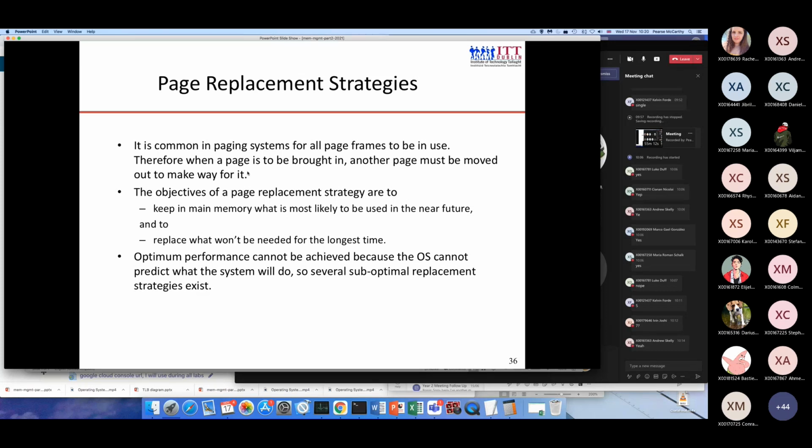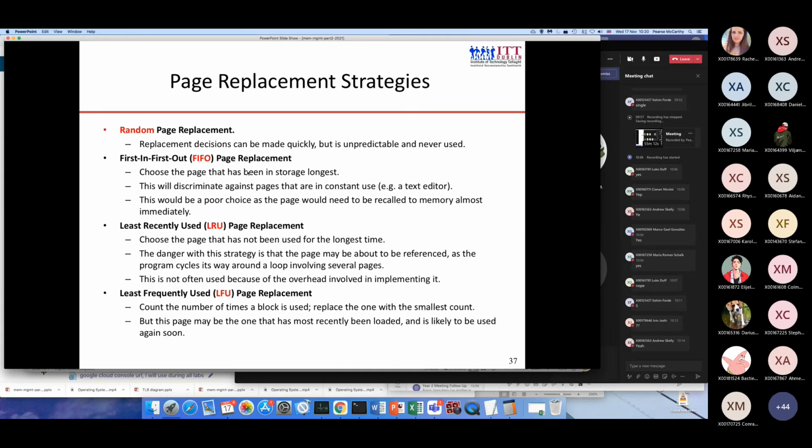The ideal is to replace what won't be needed for the longest time. Again, totally idealistic. How do you know that this chunk might be just about to be called, and you hoof it out? Optimum performance cannot be achieved because the OS cannot predict. We don't have a crystal ball. But several suboptimal replacement strategies exist, and we'll come to them. These are some of the ones that are out there. Random: just pick one. Unpredictable, never used, not a good approach.